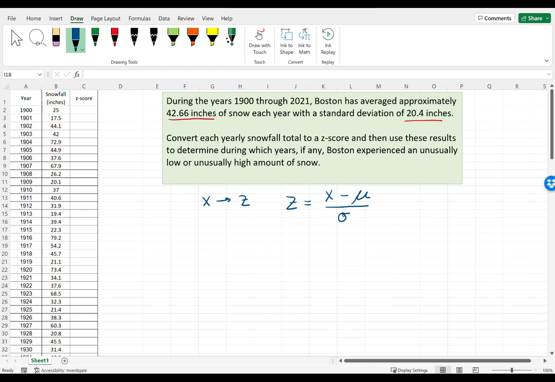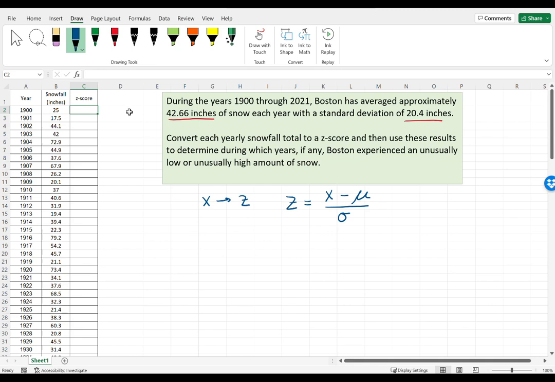A little over 100, I think 122 individual data values we have to convert to a z-score. Now in Excel, it doesn't matter if you're converting one number to a z-score or 100 numbers to z-scores. We only have to do it once. So let's start with the first snowfall amount in the year 1900. Let's convert that 25 to a z-score.